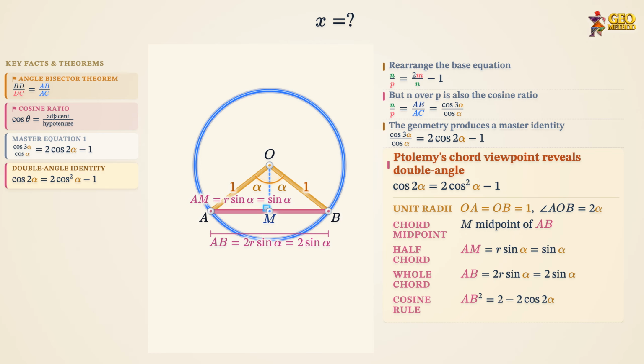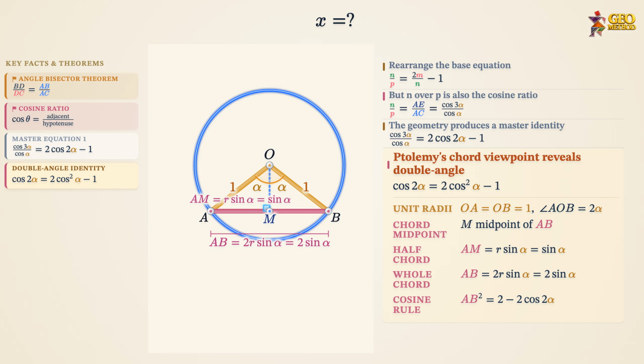Now use the ancient chord viewpoint exactly where it belongs. Hipparchus made the first known chord table, and Ptolemy's surviving Almagest systematized chord calculations. The theorem bearing Ptolemy's name was an engine for combining chords. For central angle 2 alpha, the half chord AM is r sine alpha, while the whole chord AB is 2r sine alpha. Here r is 1, so AM is sine alpha and AB is 2 sine alpha.